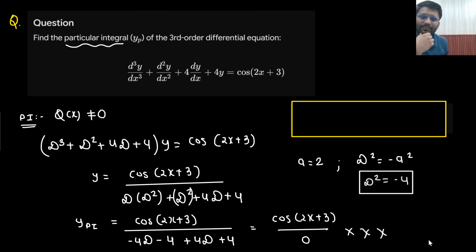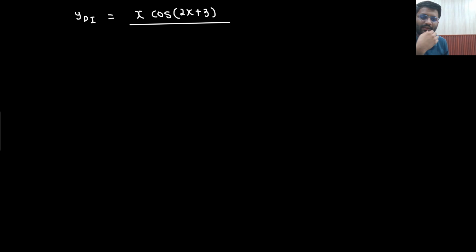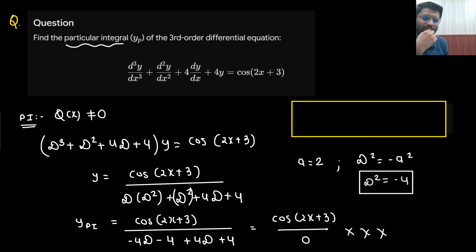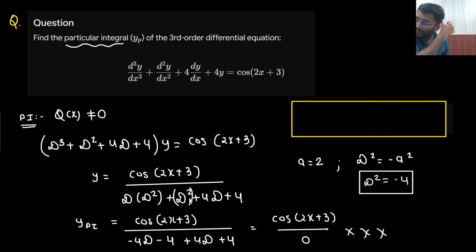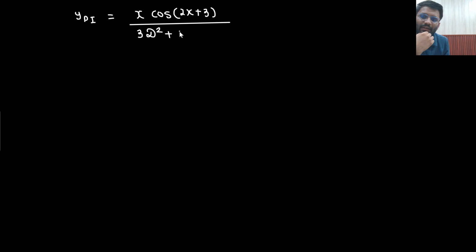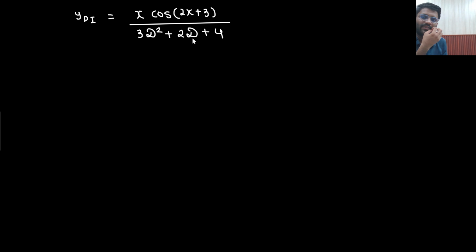So your yp would be upper side you multiply with x, so x cos of 2x plus 3. And downward side you differentiate. So what I will be getting? This is d cube, so it will become 3d square, plus this is d square, so it will become 2d plus 4. Right? D cube is 3d square plus 2d plus 4.